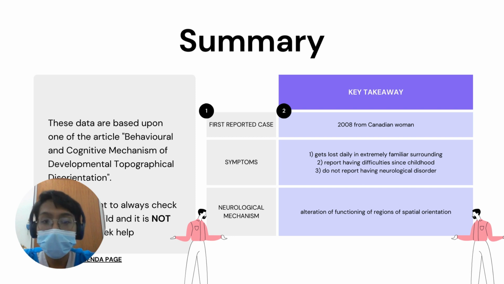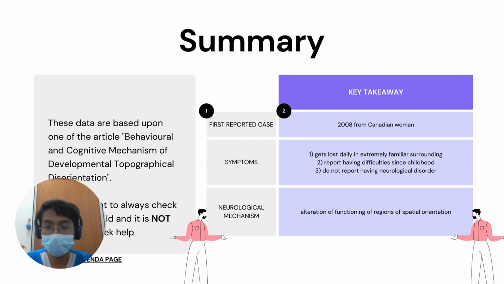So, in terms of summary, this is the summary from the research, where it was first reported in 2008 from a Canadian woman. Symptoms include getting lost daily in extremely familiar surroundings, followed by reporting of having difficulties since childhood. This is one of the main points here: from childhood. If suddenly around the age of 20 you forgot how to go there, that is invalid. And then they do not report having a neurological disorder.